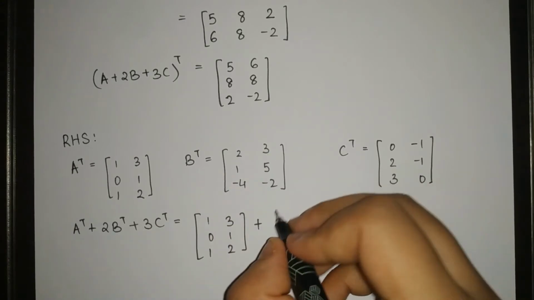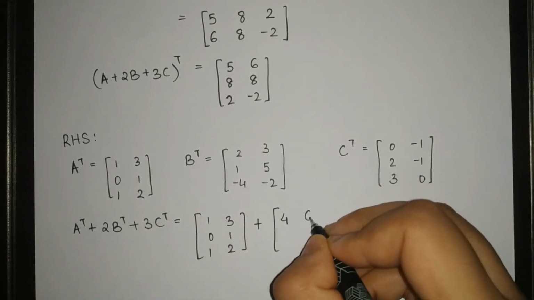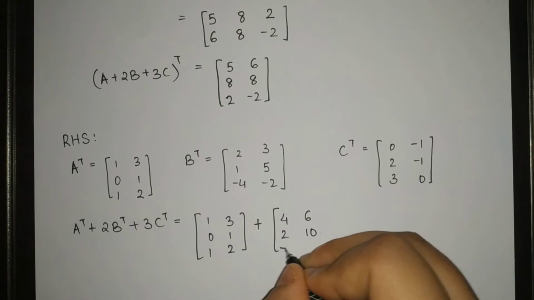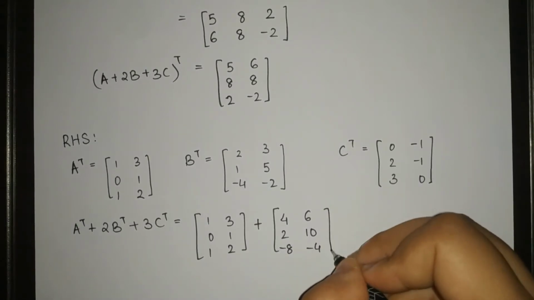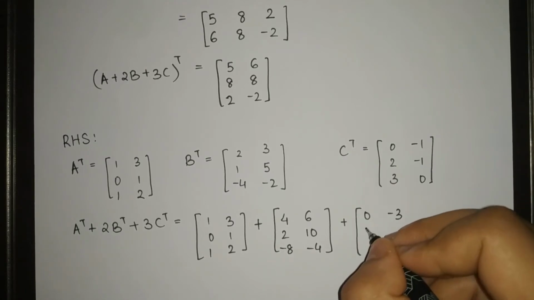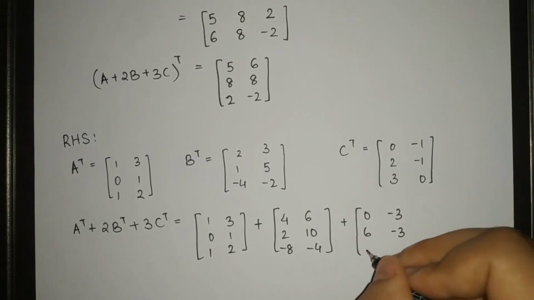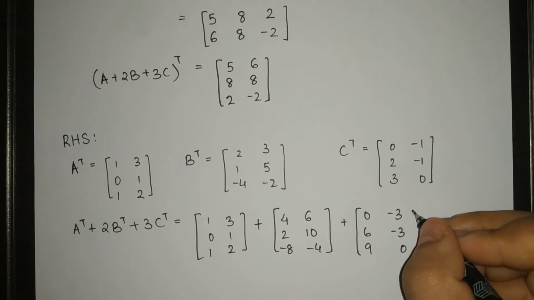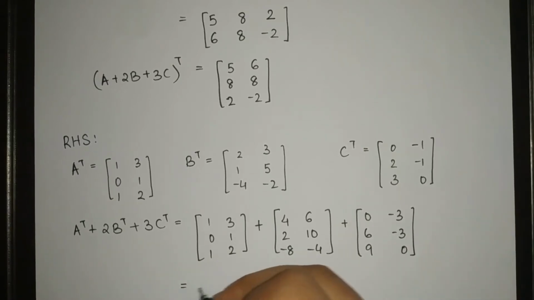I'm going to multiply 2 directly. So we get 4, 6, 2, 10, -8, -4. And lastly, now I'll multiply 3. So that is 0, -3, 6, -3, 9 and 0. अभी हम सब कुछ ऐड कर देंगे.